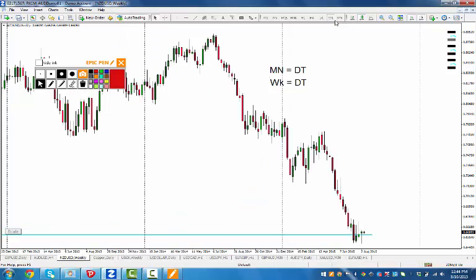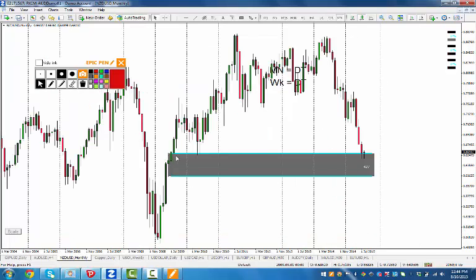Okay, but the problem is the current price is too low, right? We actually came straight to the monthly demand, so we are not allowed to sell at the current price level. But if the price decides to go back up, of course we can look to sell and we expect price to come back down, right? So we have to wait. Either the price retraces higher and we look to sell, or we wait for price to remove this demand and we start to sell again, right? So for New Zealand dollar, this is our plan, right?